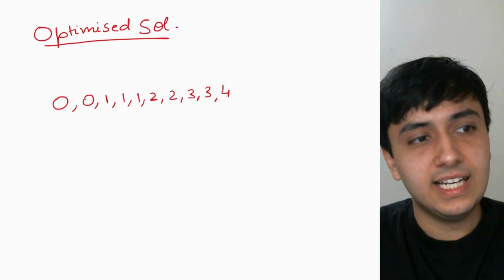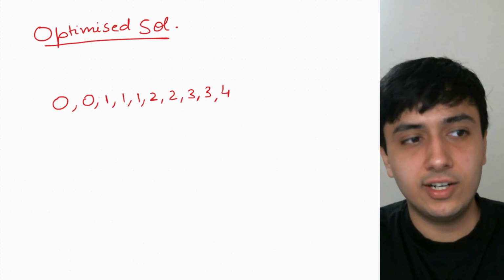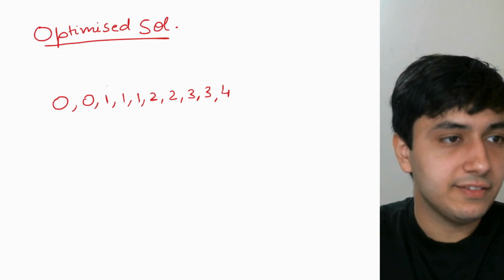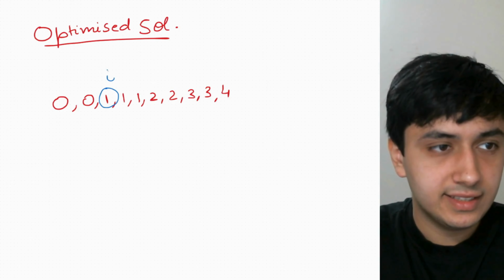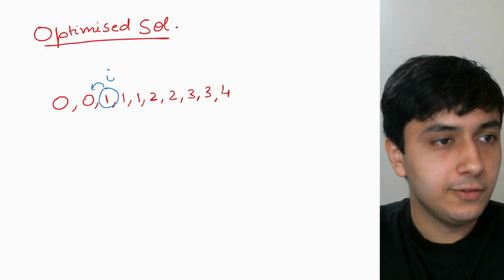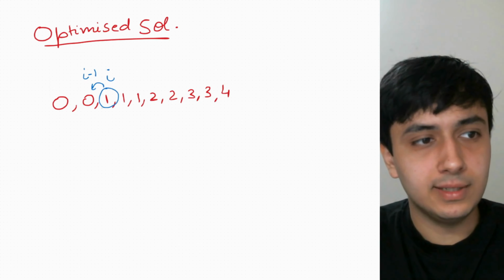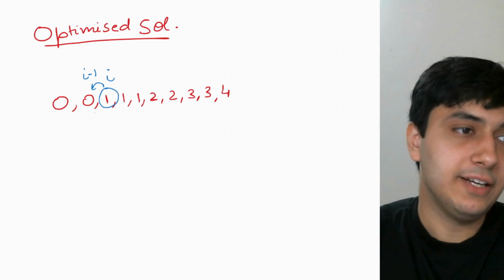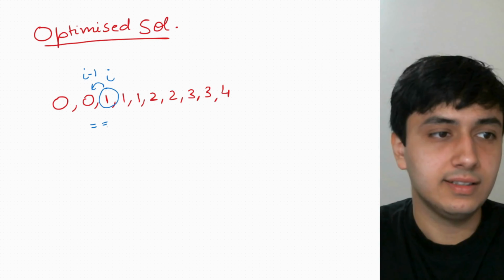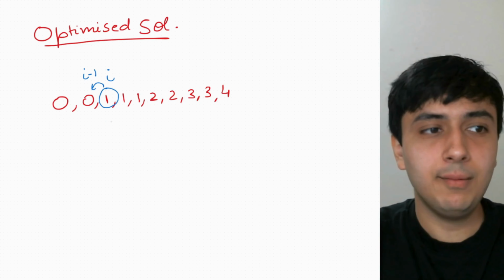Now how will we check if an element is new or it's not new? Let's say you're traversing with the pointer I, it's here. All you have to do is check I minus 1, and if it is not equal, then the element is new. If they are both equal, which means it's not here for the first time and you've seen it before.